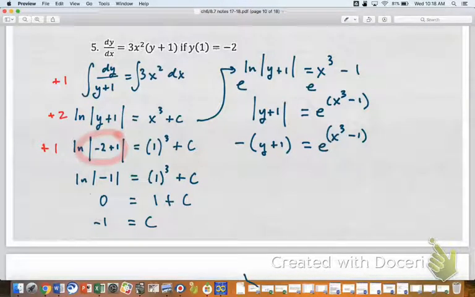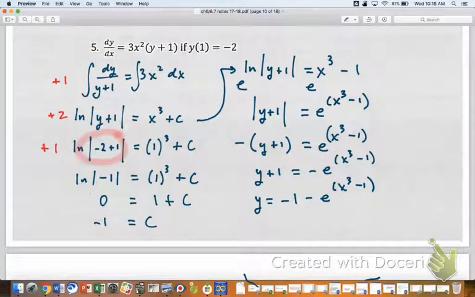Does that make sense? If y plus 1 was going to be positive for my initial condition, I do not need that negative out front. But I know that y plus 1 will be a negative, and in order to absolute value that, I need to do the opposite of that negative. Of course, thereby giving you a positive, but I've got to do that first. So my final steps would be this. y plus 1 equals, I'm just going to divide it over, but you could distribute it if you wanted to. And now I'm going to subtract my 1. So it'd be y equals negative 1 minus e to the x cubed minus 1.